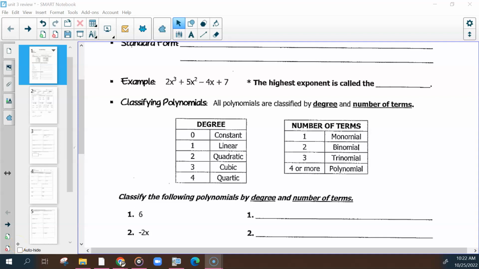So not just putting that the highest exponent is 3, 4, 2, you need to actually know the name or you won't get full credit. And then knowing how many terms there are, counting. So if you just put the number, that'll be half credit. I need you to actually put the name.